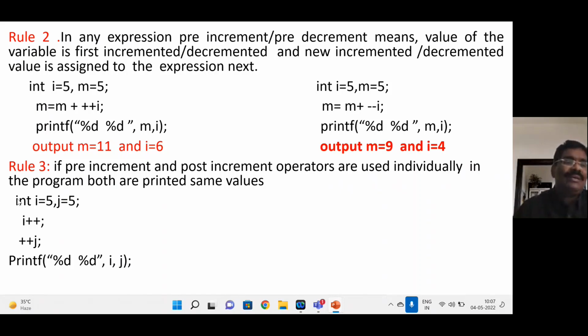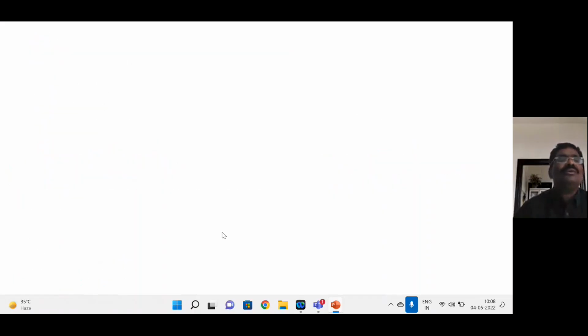For example, int i = 5 and j = 5. We are using i++, which is a post-increment, and ++j, which is a pre-increment. But individually, these two are used. That's why we get the same value: i = 6 and j = 6. So that is the rule.